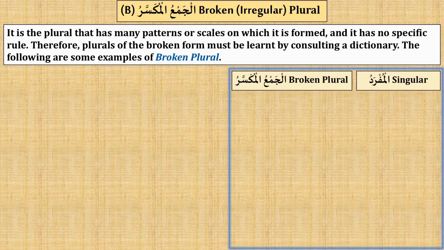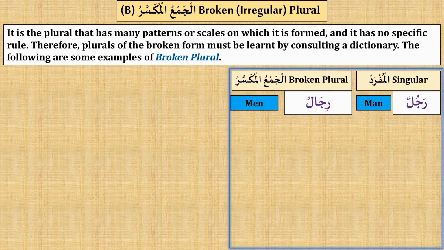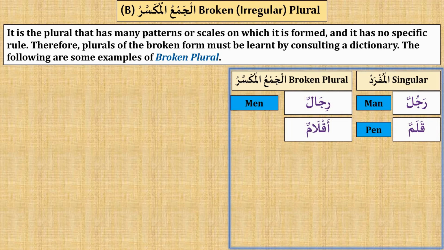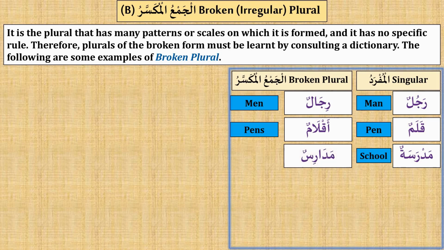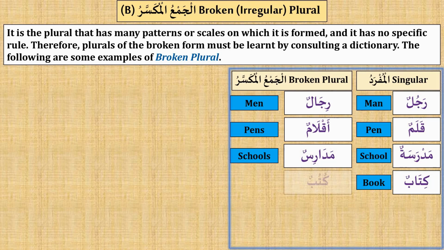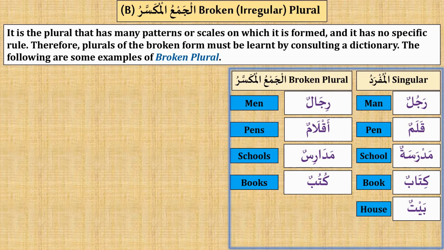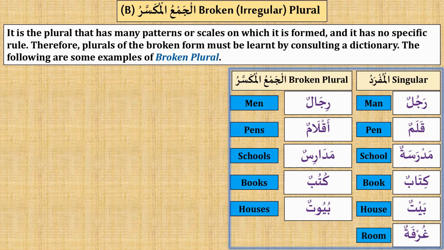المفرد singular, الجمع المكسر, broken plural. رجل man, رجال men, plural. قلم pen, أقلام pens. مدرسة school, مدارس schools. كتاب book, كتب books. بيت house, بيوت houses. غرفة room, غرف rooms.